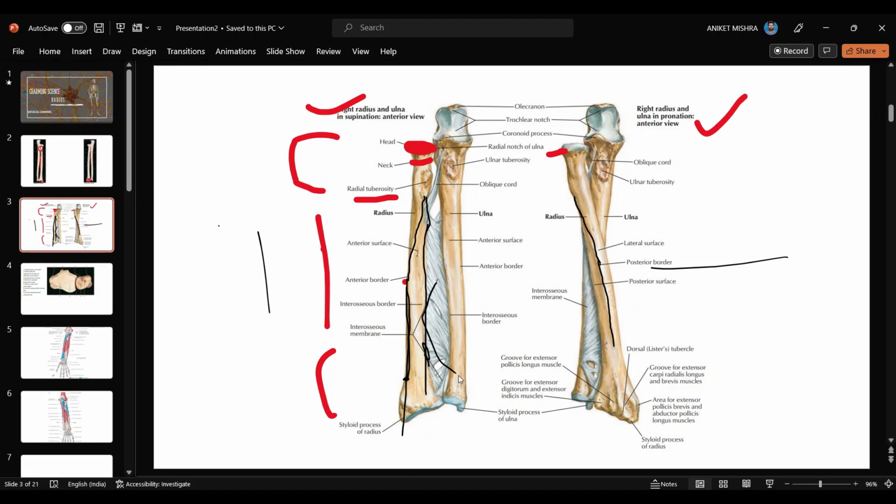When we talk about the surfaces, first the anterior surface. If I remove all this, this is the anterior surface.